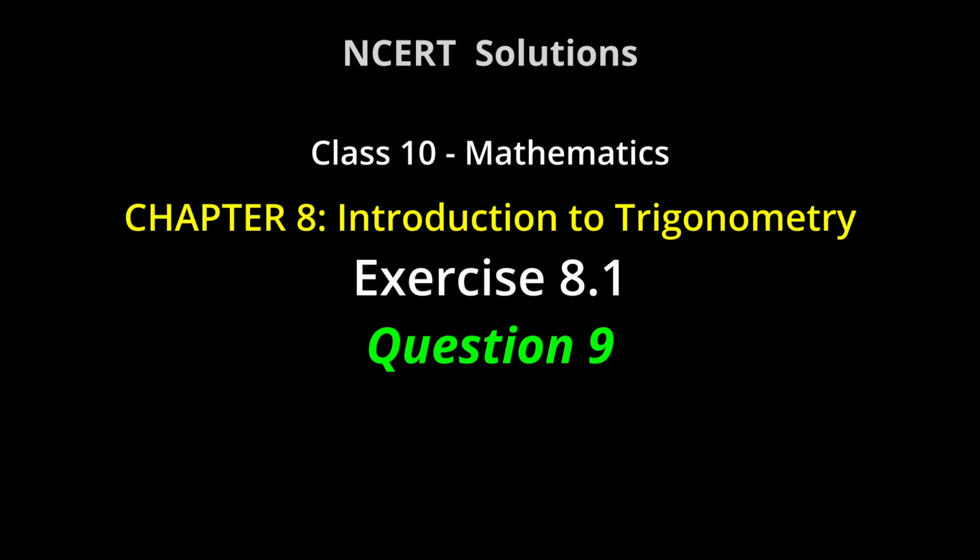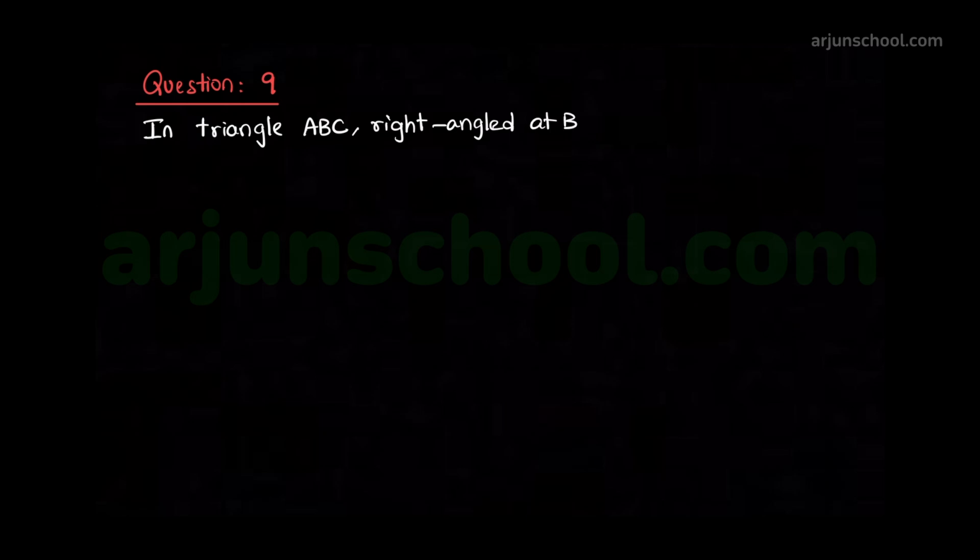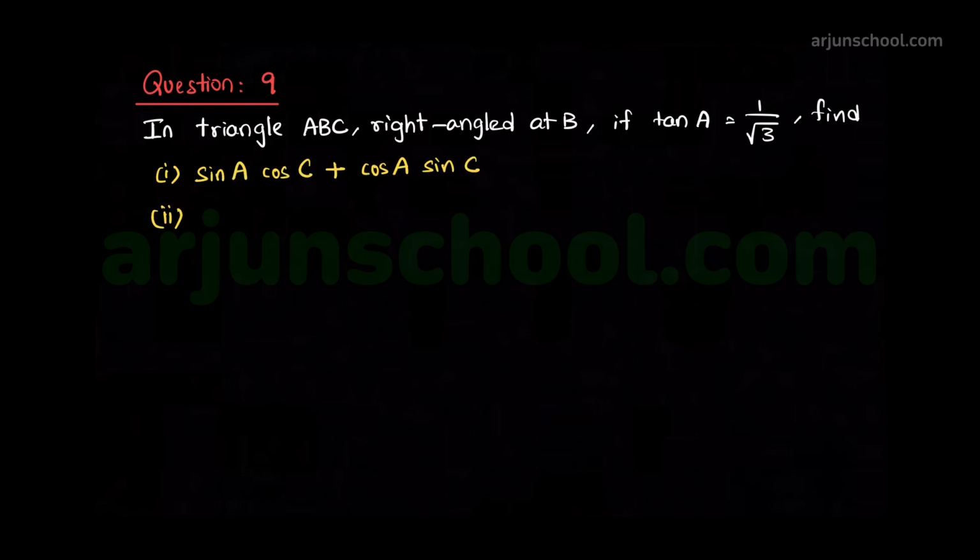NCERT Solutions, Class 10, Maths, Chapter 8, Exercise 8.1, Question 9. In triangle ABC, right angled at B, if tan A is equal to 1 by root over 3, find first one, sin A cos C plus cos A sin C. Second, cos A cos C minus sin A sin C.